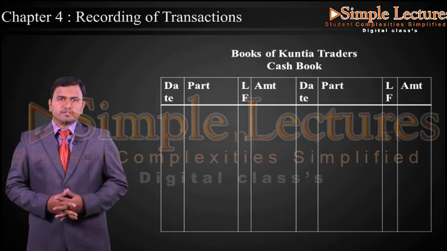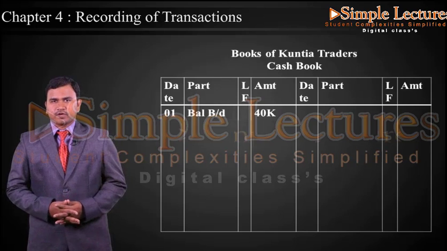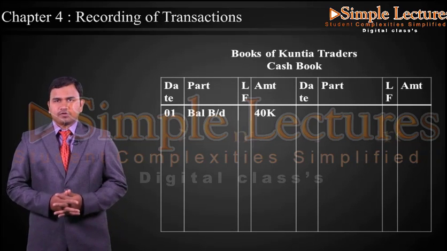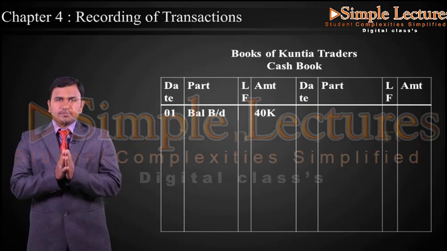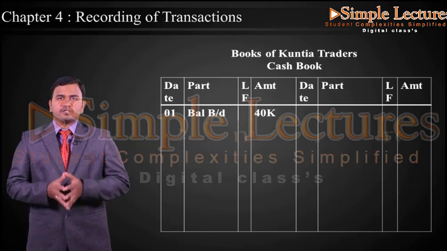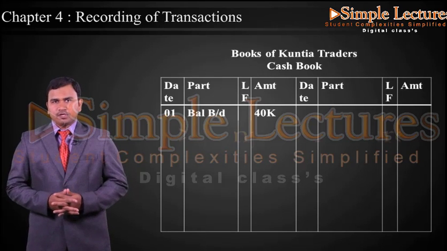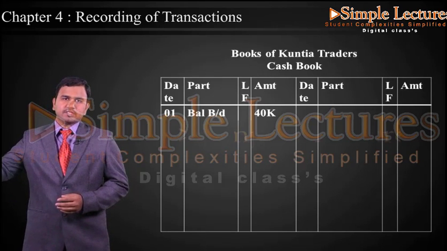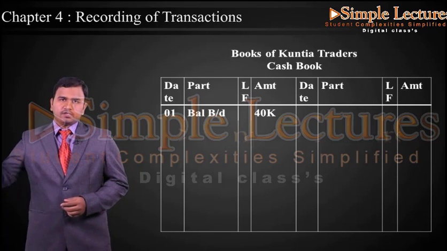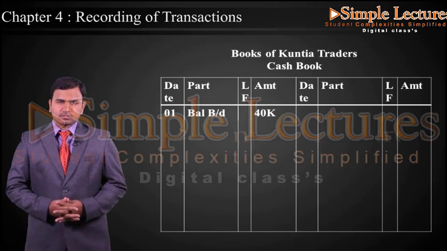So coming to the first entry, we have on September 1st 2005 cash in hand 40,000. Cash in hand is nothing but an opening balance which we have in the hands of the organization, which will be shown on the debit side. So on the debit side the date will be September 1, to balance brought down, in the amount column 40,000.